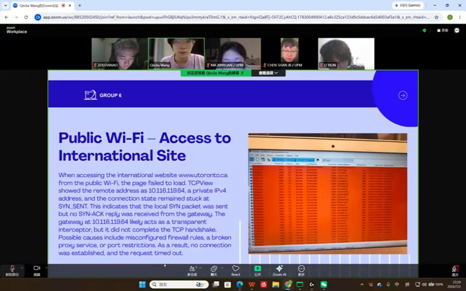Slide 3. Public Wi-Fi access to international sites. Now, for the public Wi-Fi, when we tried to access the international website, the page did not load at all. The connection showed an internal private IP address, and the state was stuck at SYN_SENT. This means our computer sent a request but never got a reply from the Wi-Fi gateway. The gateway intercepted our traffic but failed to complete the connection, so the website could not be reached.